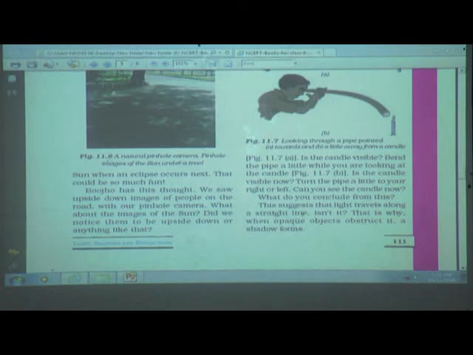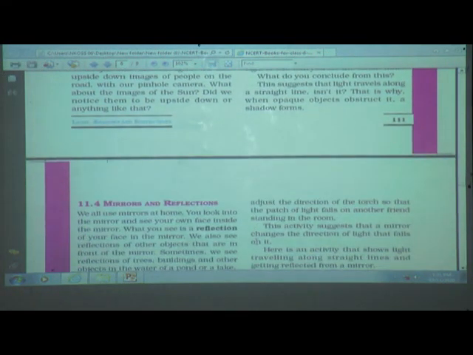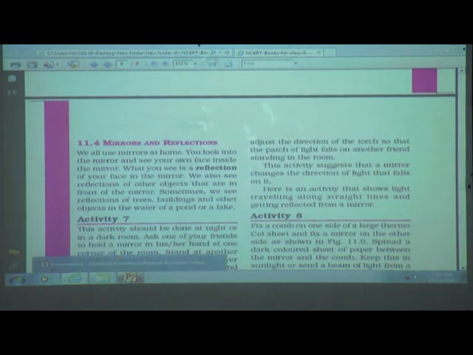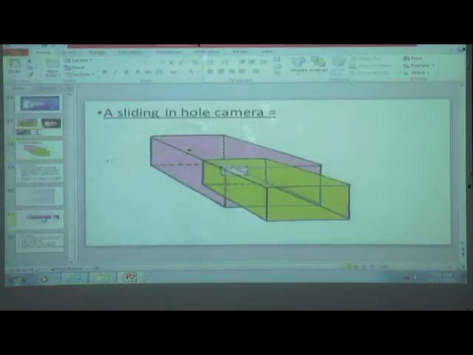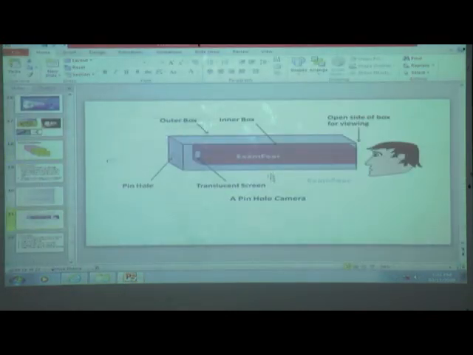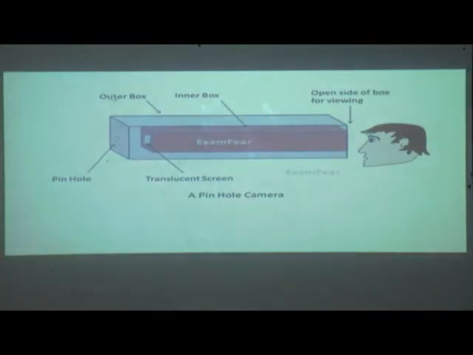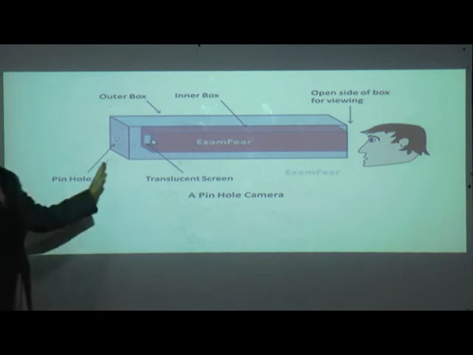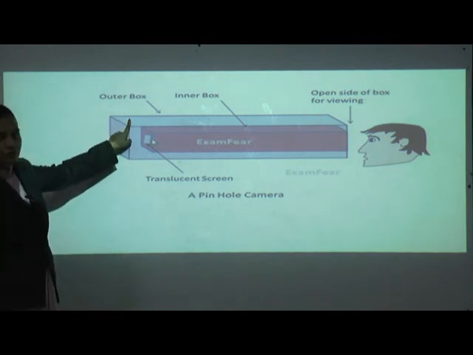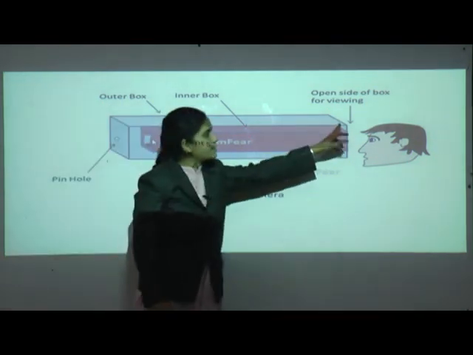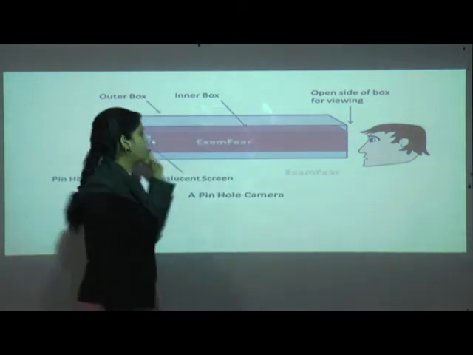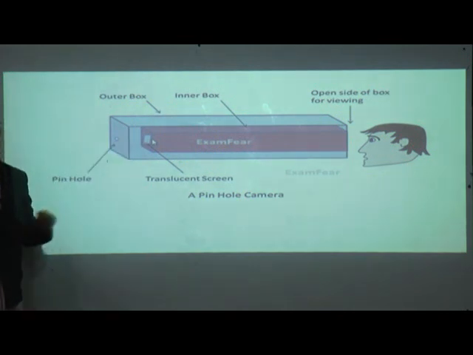Now students, next point, mirror and reflection. Before that we'll see this pinhole camera. See here, this one is the outer box, inner box, and the open side of the box for viewing. This one is a pinhole and translucent screen. This is a model of a pinhole camera. Here is the outer box, the inner box, the open side of the two boxes for viewing the image, and here is the hole and translucent screen.